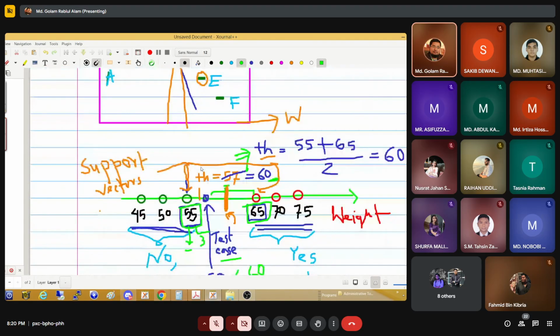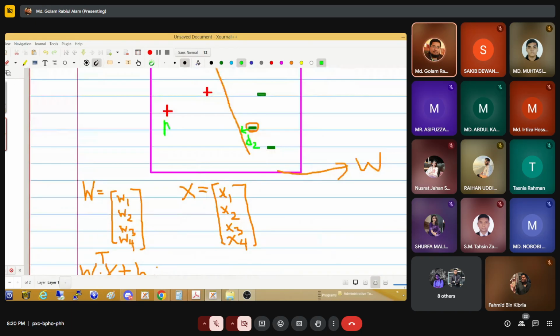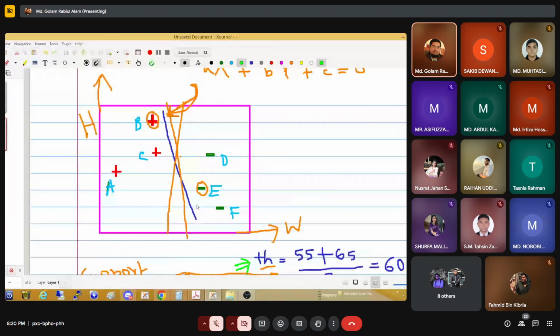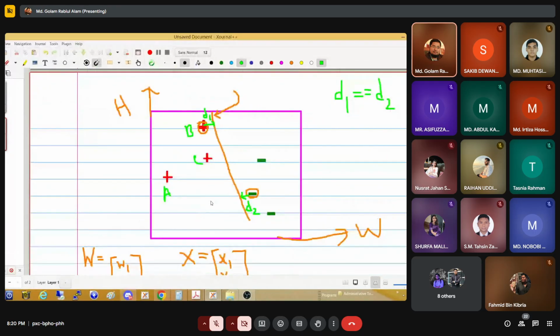Let's say this one is a, this is b, and this is c. Then d, e, f: this one is d, this one is e, and this one is f. So from b to our separator, the distance is d1, and from e to the separator, the distance is d2. As we have to place the separator at the middle, d1 equals d2.